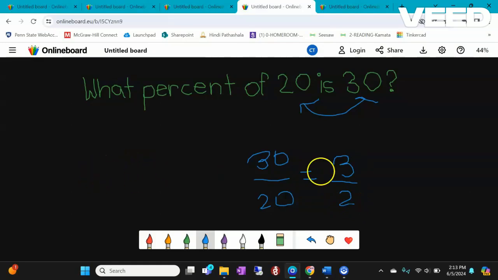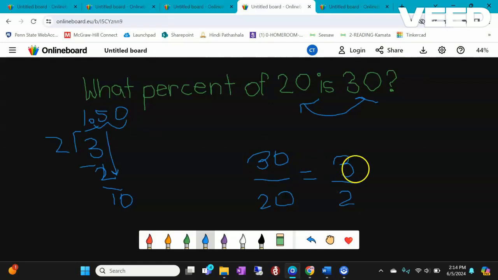And then we have to switch these two numbers. Then 2 divided by 3. 2 can go into 3 one time. Carry down 0. It cannot go into 1. Put the decimal. Carry down the 0. And we put in 5. Then we move the decimal over 2 times. 1, 2. So this is going to be 150%, because it's asking what percent of 20 is 30. So 30 is greater than 20, so this is going to be our answer.